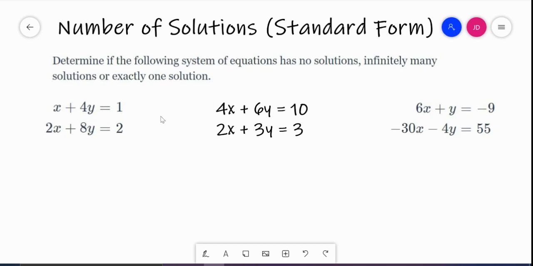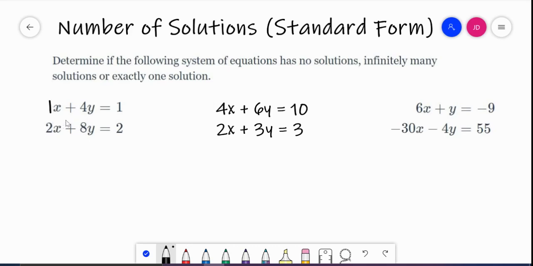So let's take a look. We have three different scenarios right here. Let's take a look at this first one. If I take a look here, I'm just going to write in a 1 to help me, 1x and 4y equals 1, right? So none of these eliminate by adding or subtracting.